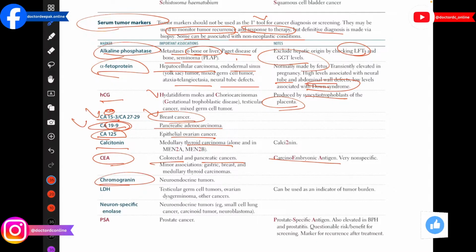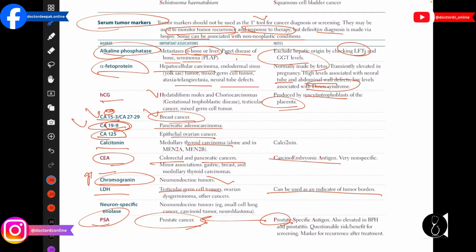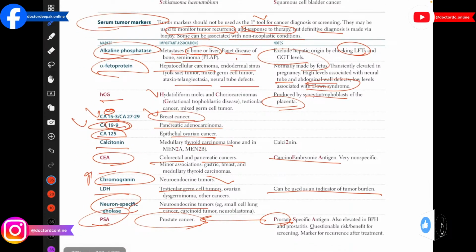And bombesin is mostly for neuroendocrine tumors, like small cell cancers, with increases in ADH and ACTH. Small cell lung cancer has an association with ADH and ACTH. These cancers have bombesin. And high LDH in testicular germ cell tumors is used as an indicator of tumor burden. And PSA is prostate-specific antigen. It's not a very difficult question which cancer it will be associated with. Of course, it is prostate-specific antigen, so it will be associated with prostate cancer. Okay? And neuron-specific enolase is for neuroendocrine tumors, and all these markers are specific and associated with certain cancers.